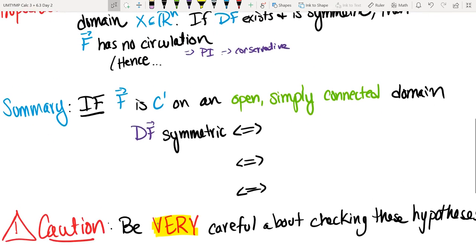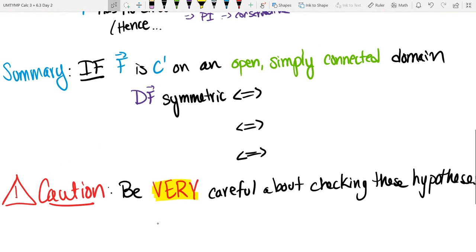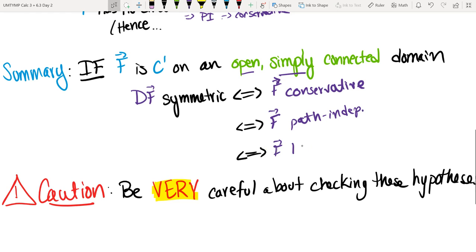Our final summary is that if f is C1 on an open, simply connected domain, then Df symmetric is the same as f being conservative, and that's the same as saying f is path independent, and that's the same as f having no circulation.